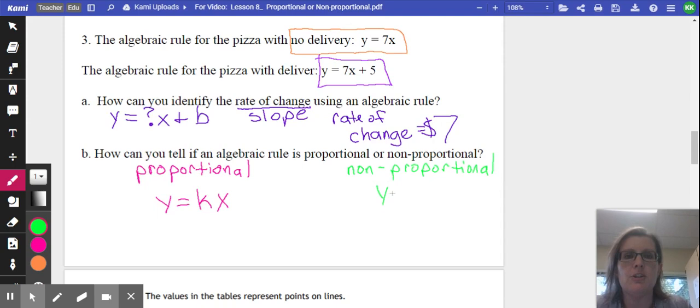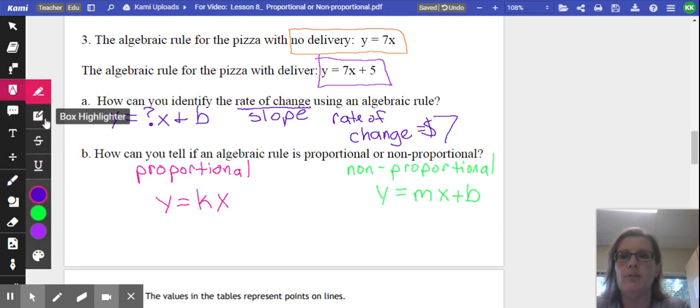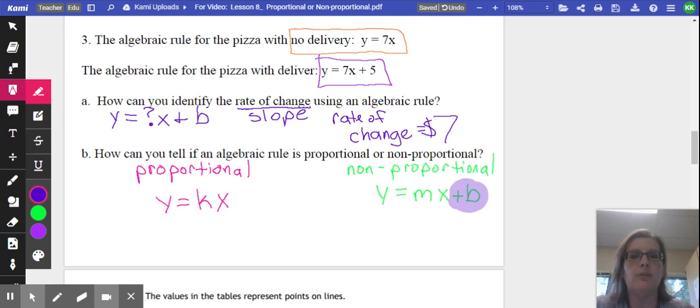So a non-proportional relationship would be in the form of y equals mx plus b. The thing that makes it non-proportional in most of these situations is that you will be adding a plus or a minus something on it. So it'll be plus or minus b. In this case, it was plus 5 from the pizza delivery that changed it to a non-proportional relationship. So proportional relationships are y equals kx. Non-proportional relationships would be y equals mx plus b.